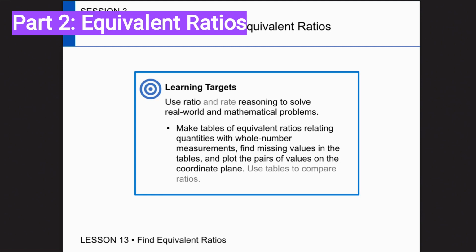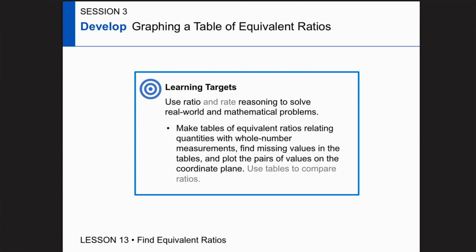Hello guys, this is part 2 of equivalent ratios for Math 6. Our learning target for this lesson is to use ratio and rate reasoning to solve real-world and mathematical problems. We will be making tables of equivalent ratios relating quantities with whole number measurements, finding missing values in the tables, and plotting the pairs of values on the coordinate plane. Our sub-skill there is to use tables to compare ratios.